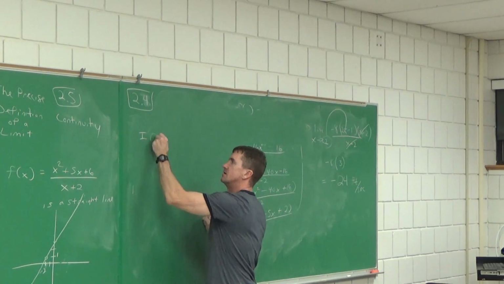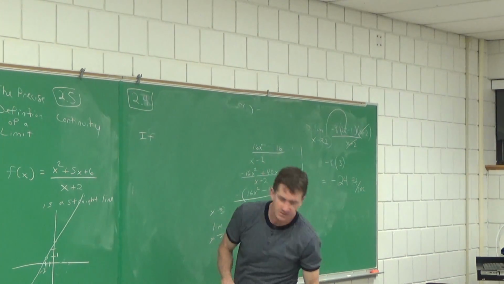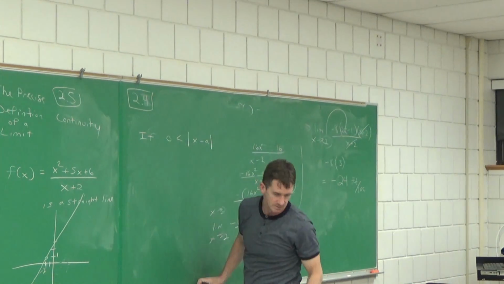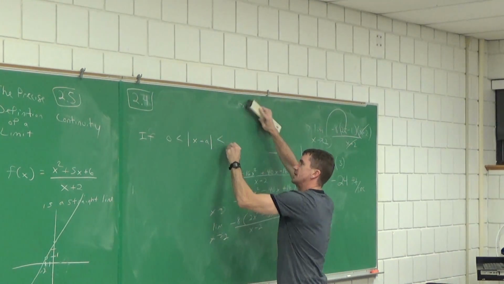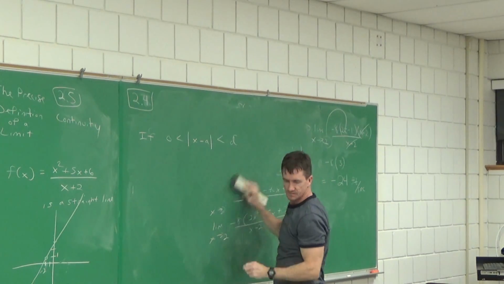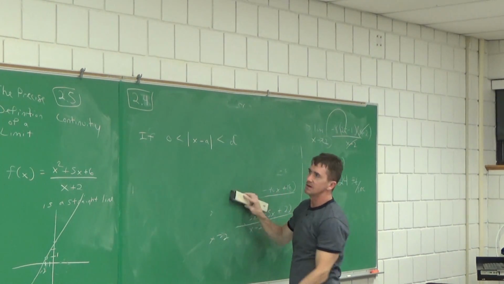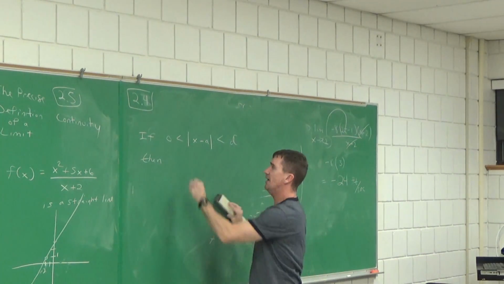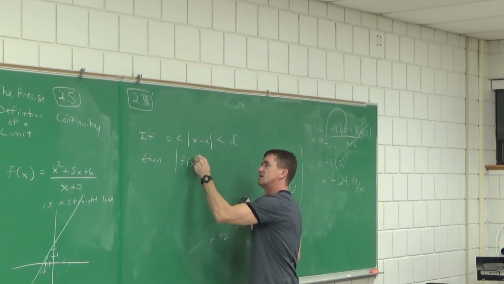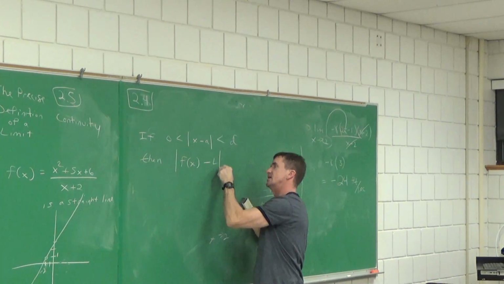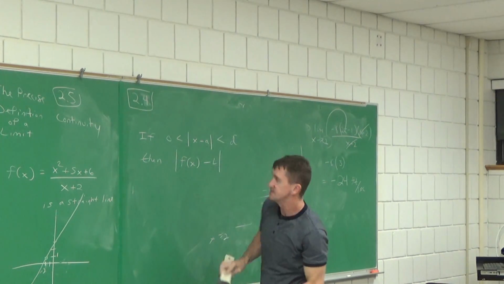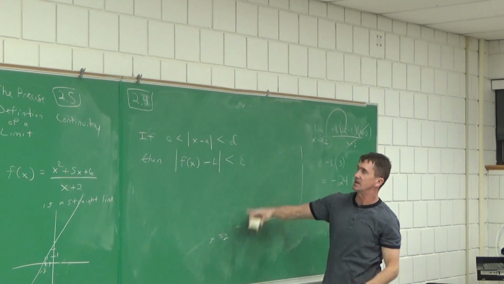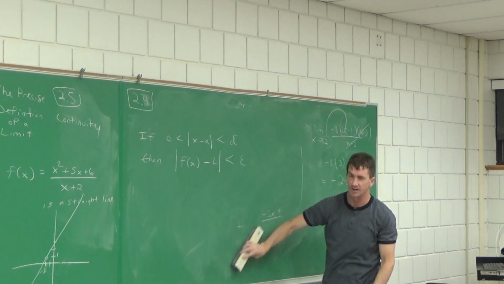If 0 is less than or equal to the absolute value of x minus a, which is less than some delta, then the absolute value of f of x minus L is less than epsilon. That's delta and that's epsilon, in terms of the Greek letters. Delta and epsilon.